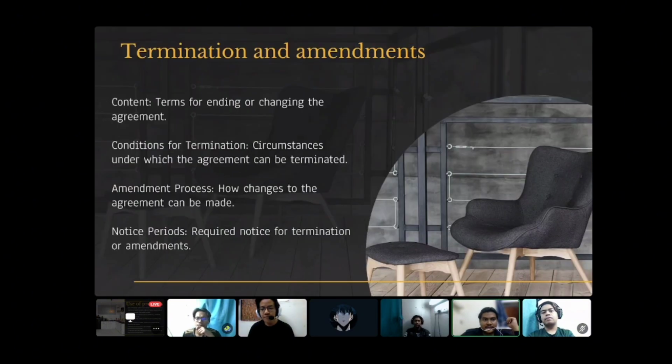So next is termination and amendments. The contents are terms for ending or changing the agreement, conditions for termination, circumstances under which the agreement can be terminated, amendment process, how changes to the agreement can be made, and lastly, notice periods, required notice for termination or amendments.